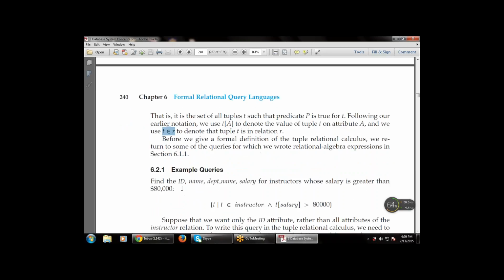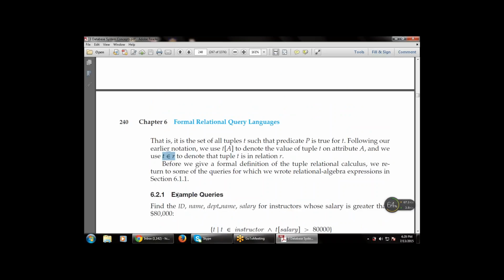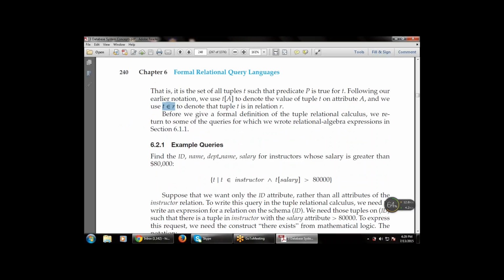Now these are various example queries denoted by the tuple relational calculus, showing how to use it and what the main difference is between relational algebra and the tuple relational calculus. So this is the example query: find the name, ID, department name, and salary for instructors whose salary is greater than 80,000. The attributes are ID, name, department name, and salary, from the instructor table, where the salary is greater than 80,000.